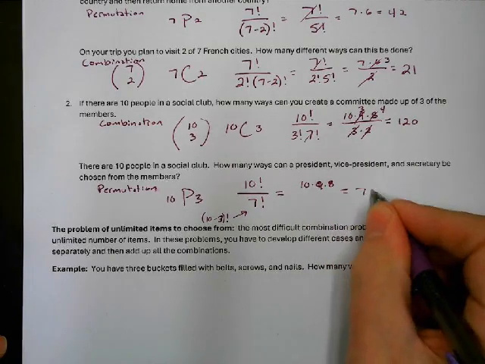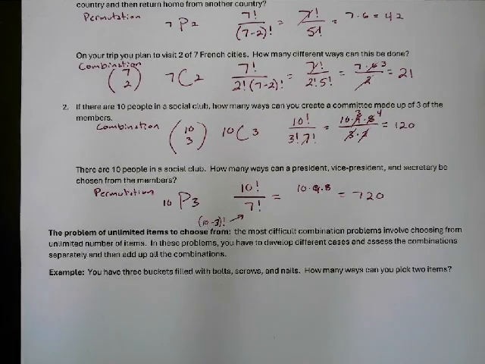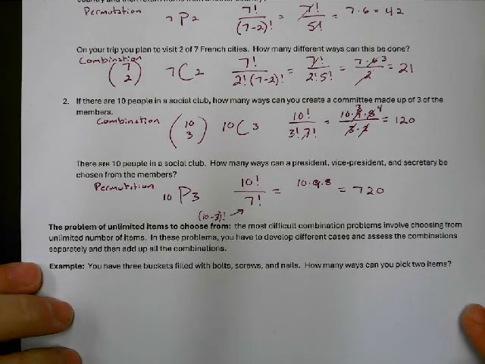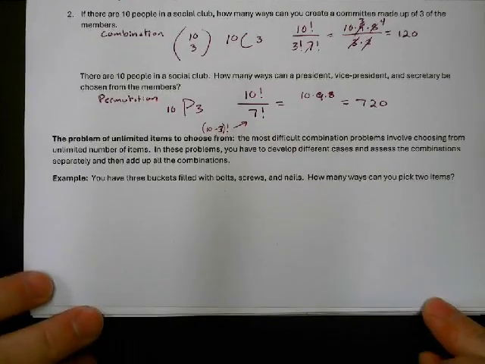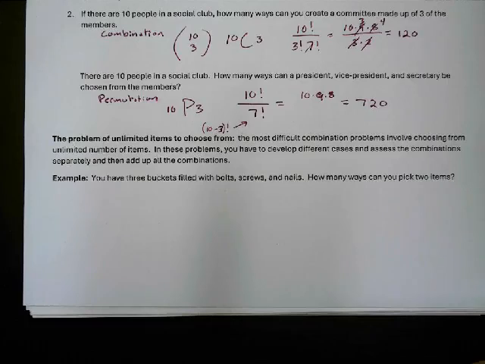So we see here that we have quite a few more combinations when we did it as a permutation. And that's always going to happen. Permutations, there's always more than a combination. Now, I would love it if all of your problems were this straightforward and simple. But sometimes you have unlimited items to choose from. And that really throws a little kink in your system.